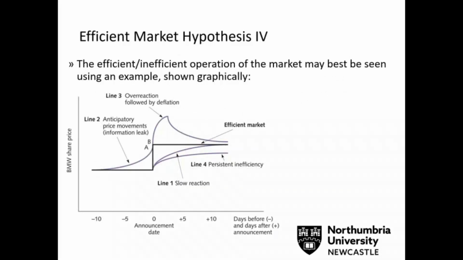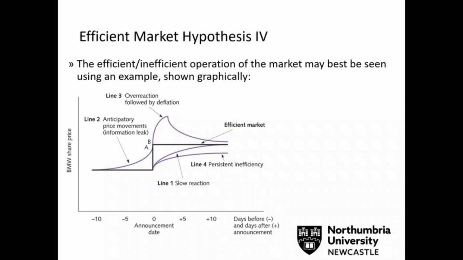If you want to put it into a diagram, this example could be anything, but in this case, I've just got BMW share price. And if the market is semi-strong form, then the price should be correct efficiently. And therefore, whenever the announcement is at day 0, the share price should correct in a straight line to whatever the new price should be.